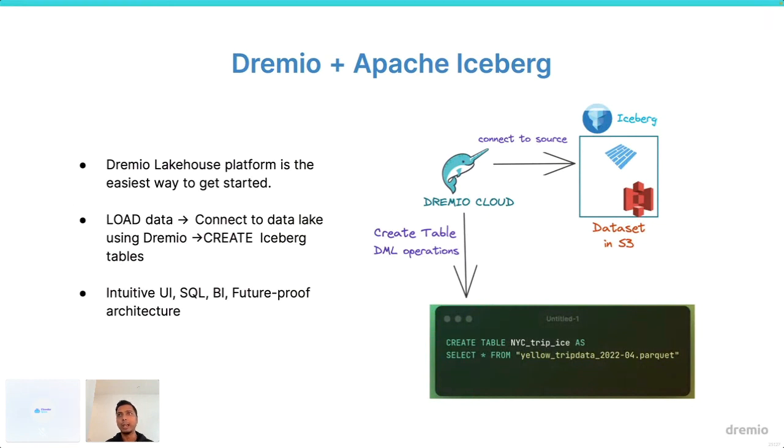You can dump all your Parquet files in your S3 lake or ADLS or whatever it is, and you can just connect Dremio Cloud directly with that storage, from the UI. It's an intuitive UI as well. You can connect to the particular source, and you can start creating an Iceberg table. As you can see, you can create a simple table like this, and it's as simple as that, using SQL, which everyone in data loves, right?